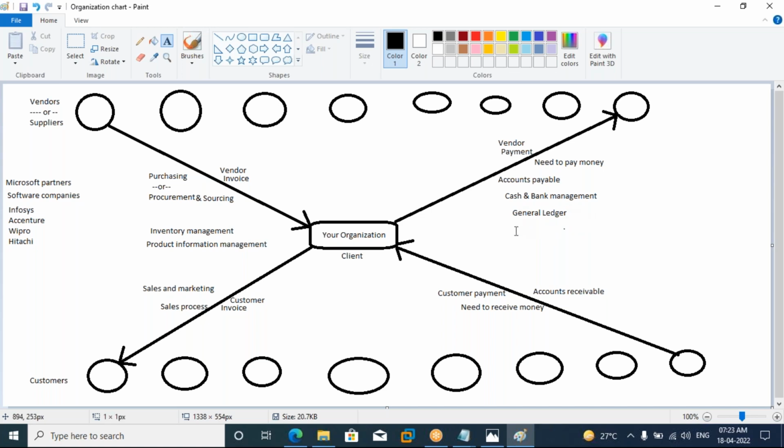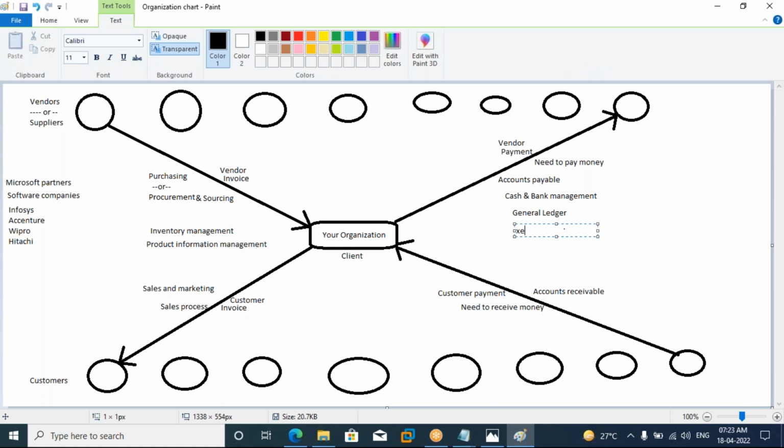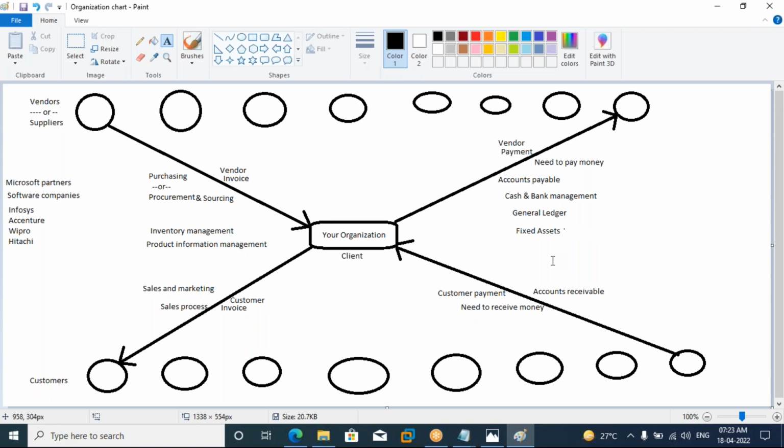And one more module you are going to learn, fixed assets. Fixed assets means, for example, you are providing laptops to your employees. A laptop is a fixed asset. You will have a building, that is a fixed asset. Suppose you are arranging cars for your company employees, then a car is a fixed asset. And you are maintaining cabins, that cabin is a fixed asset. So you need to understand fixed assets.